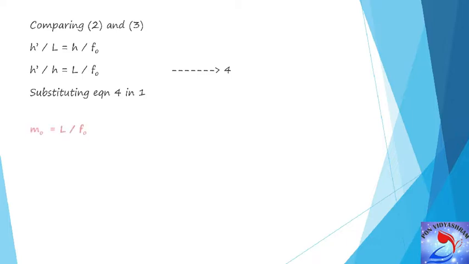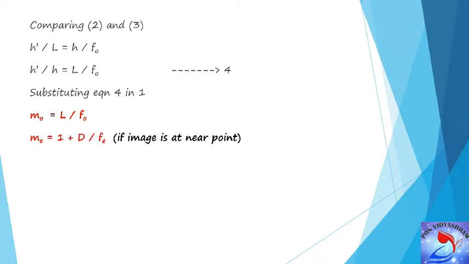Now we can substitute this equation 4 in equation 1. When we substitute, we will get MO will be equal to L by FO. So we have just found only the magnification of the objective. We need to find the magnification of the eyepiece. Already I have told that when the image is formed, the first image is formed due to the objective, and that image will be acting as the object for the eyepiece there.